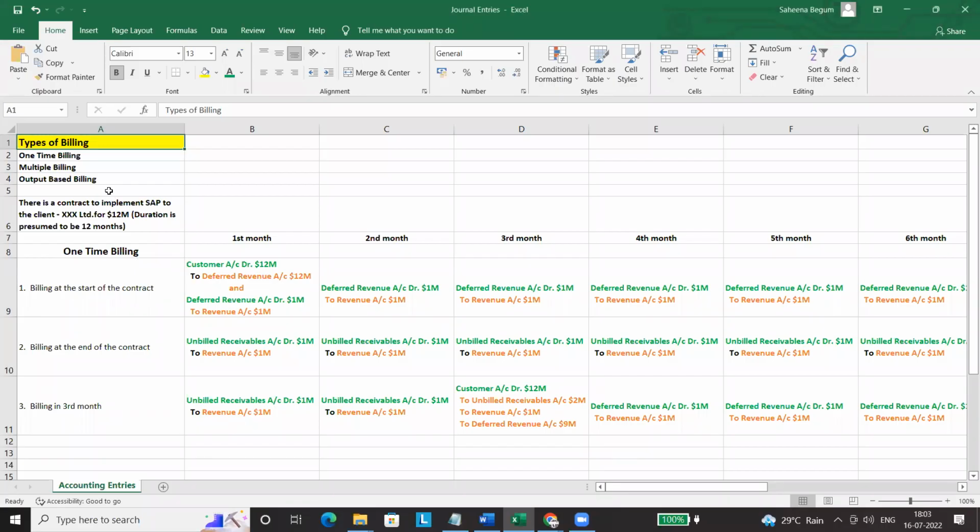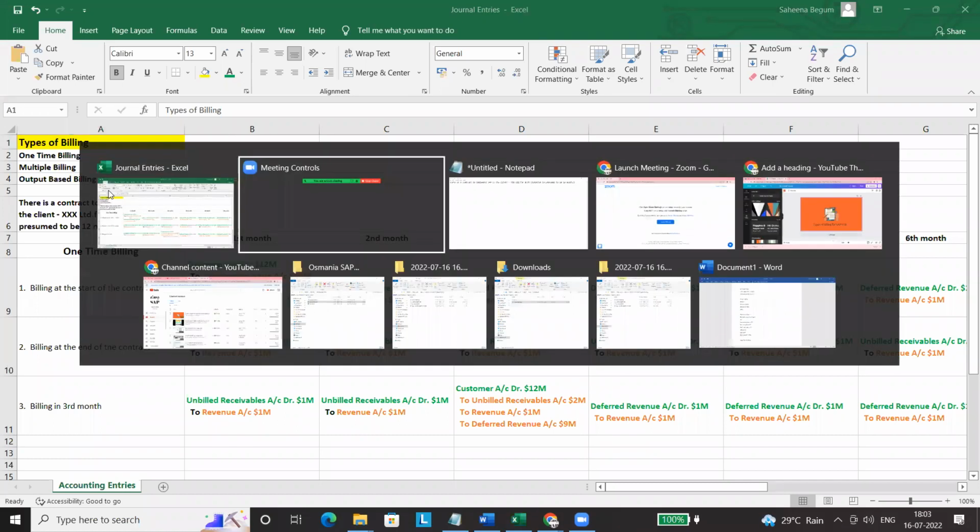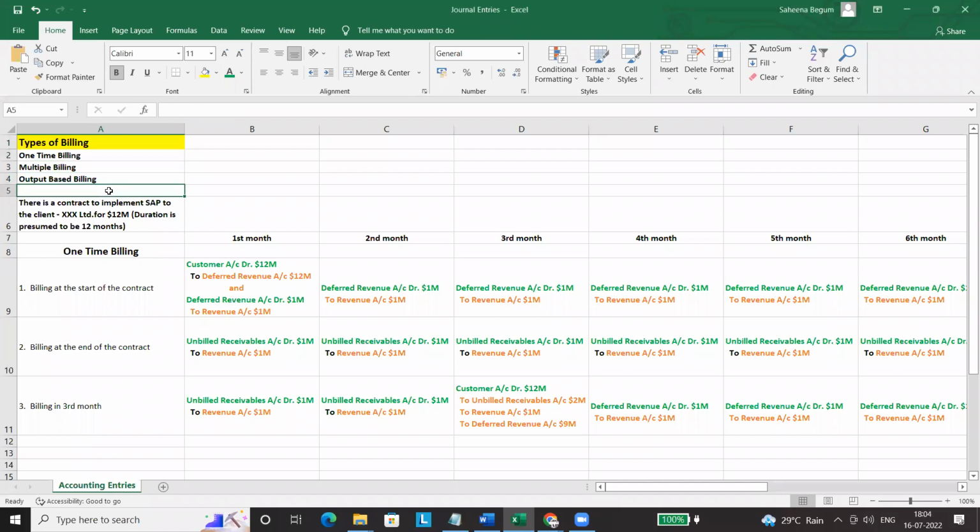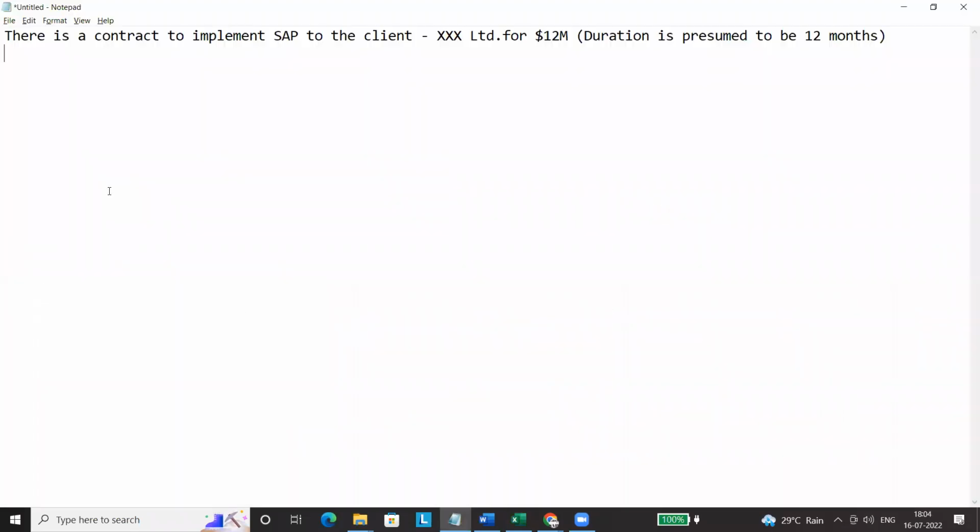We just saw different billing types in our previous video. We will now see the accounting entries. So we'll take the same scenario. Here is the contract, and this contract is to implement SAP for a client, and that is for $12 million. The duration is presumed to be 12 months for an easy explanation.